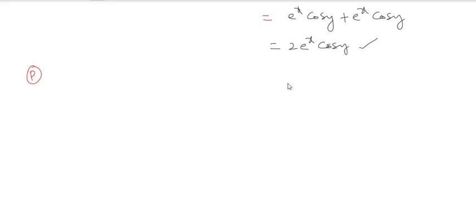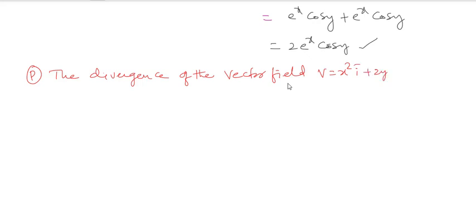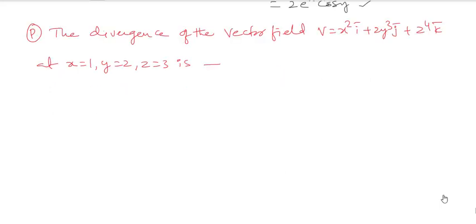Next problem. The divergence of the vector field V, which is x square i bar plus 2y cube j bar plus z power 4 k bar, at x equals 1, y equals 2, z equals 3 is dash. That is the question.